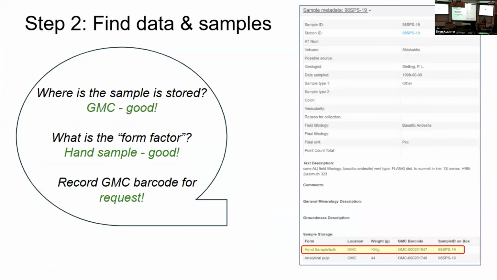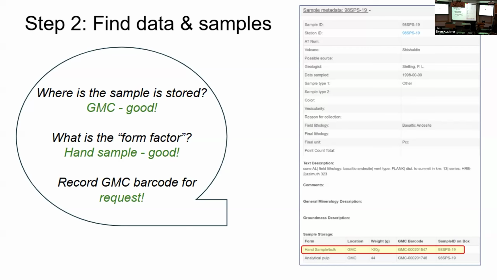If we look at that in detail, this is where you can see that this is that peat selling sample. We can see the text description there, or maybe you'll get a better hint of whether that sample is going to be useful for you or not. And then the really important thing is down here in the sample storage. So it's got whether it was a hand sample or an analytical pulp. If you don't want a bunch of powder, probably don't request the GMC barcodes for the analytical powders. But if there's a hand sample, that's probably what you're looking at. There also might be offcut billets, things like that.